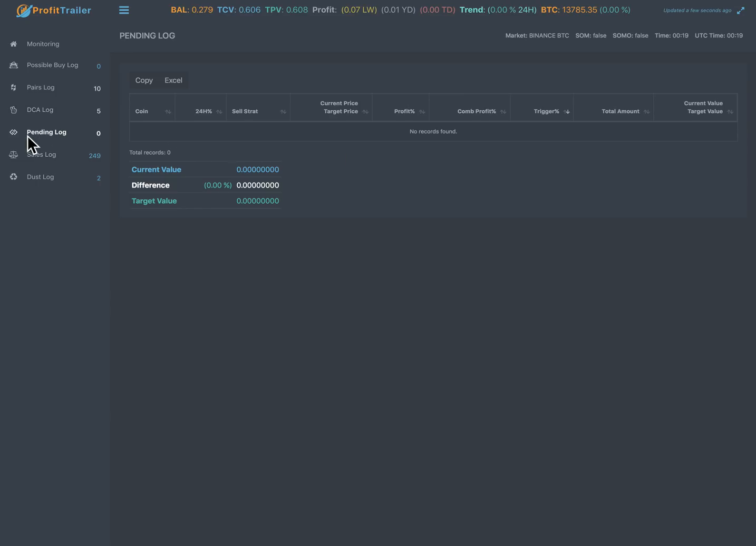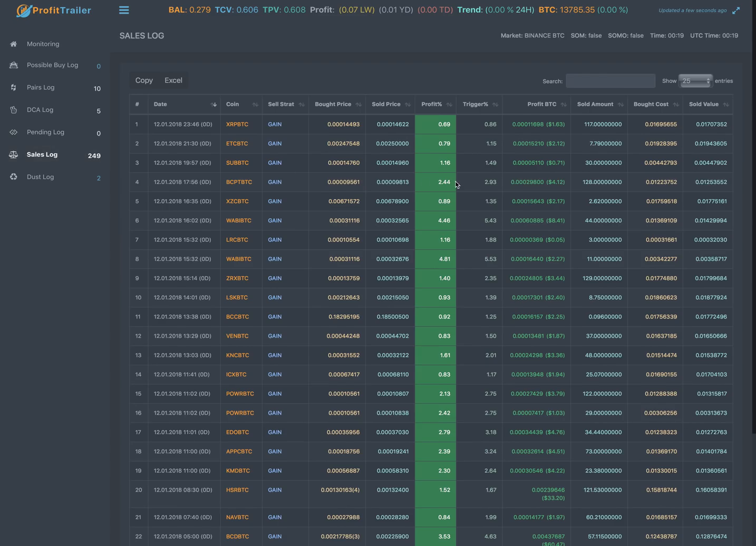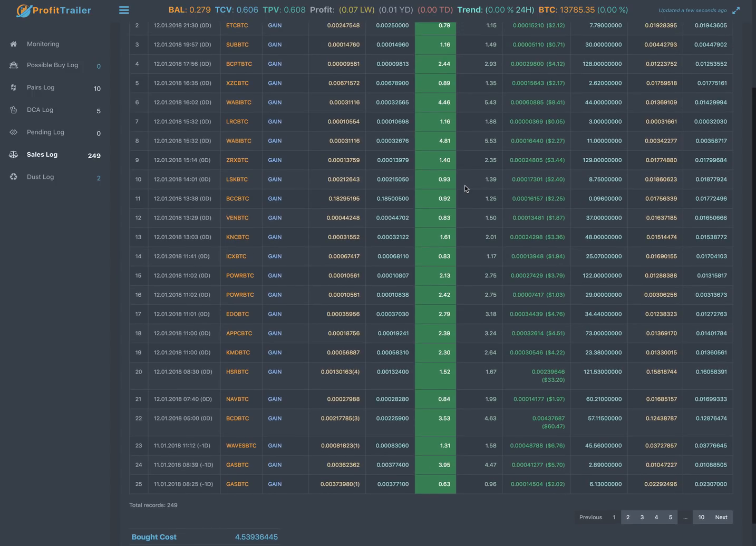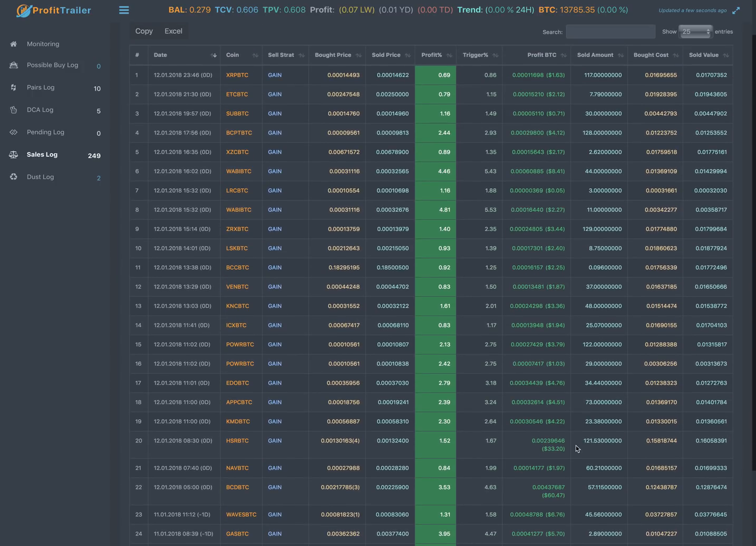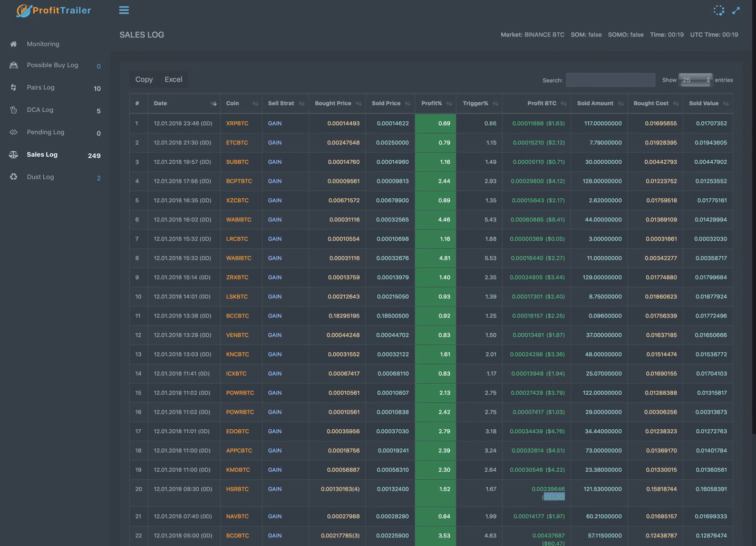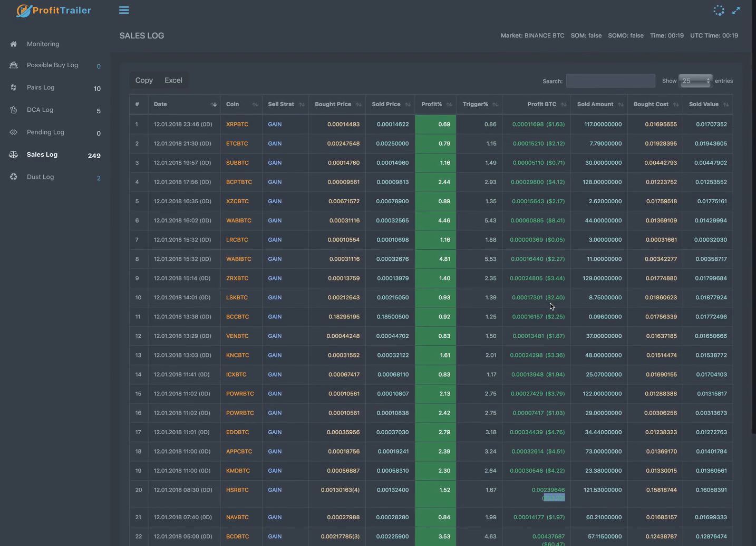Pending log is just pending trades. Sale log, this is everything you've sold. So there's clearly a good amount of sales going on in here, and some of them are at pretty nice profits, $33. There was one for $60 yesterday. I mean, there's been some good trades made.